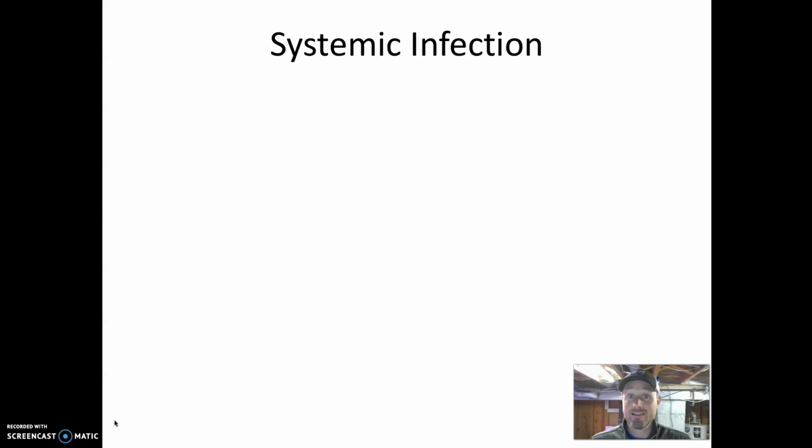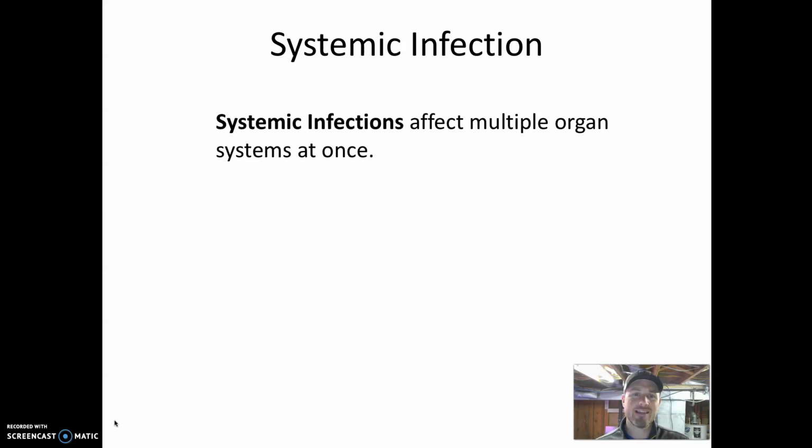So what is a systemic infection? So a systemic infection affects multiple organ systems or parts of the body at once. So localized only affects one. Systemic infects multiple, more than one. Often all of them, but it doesn't have to be all of them.